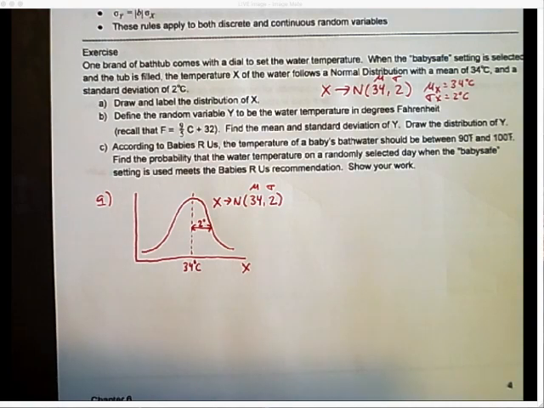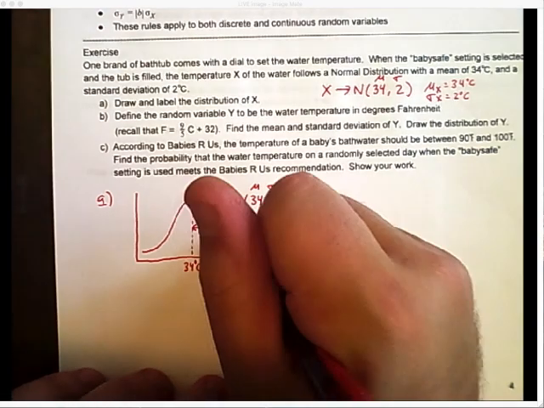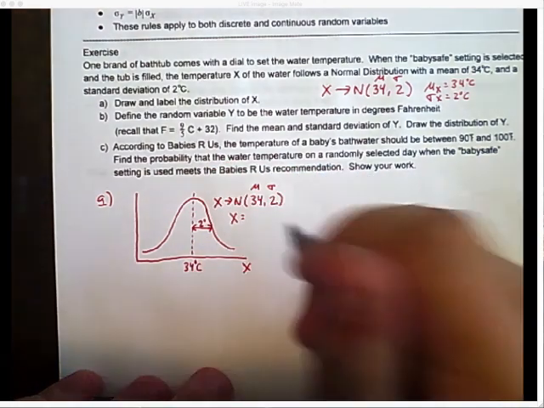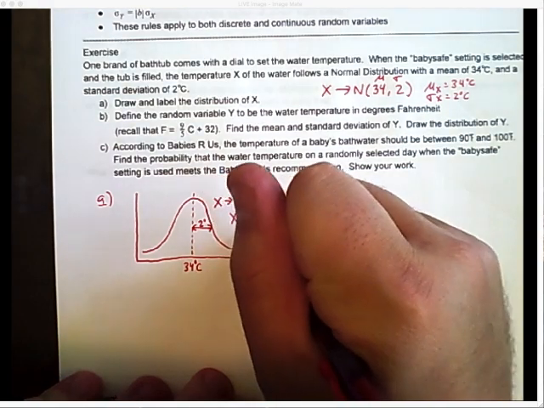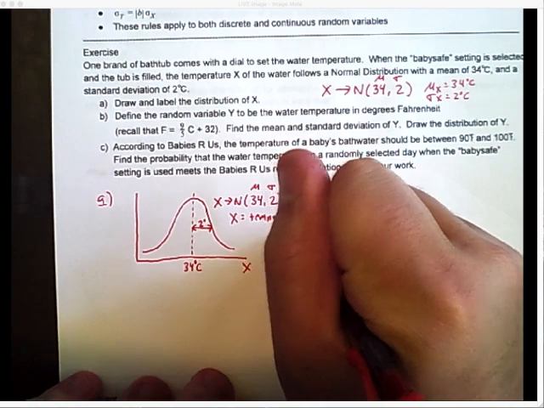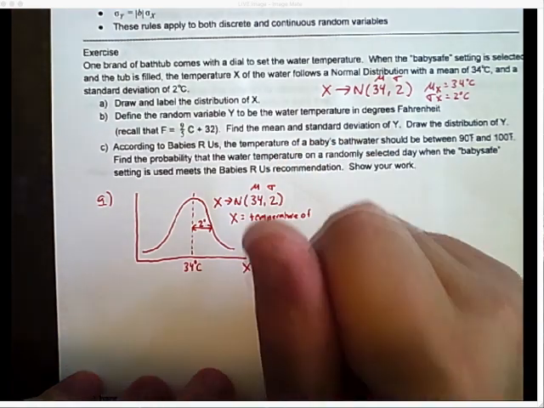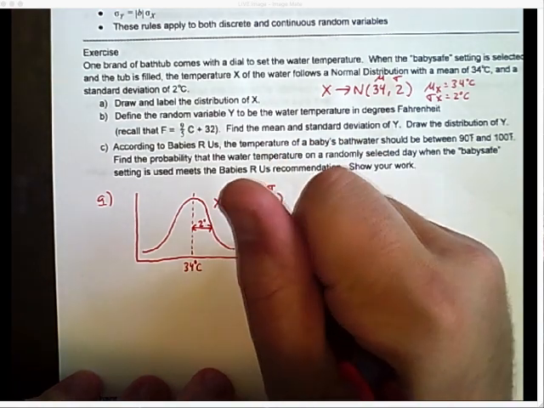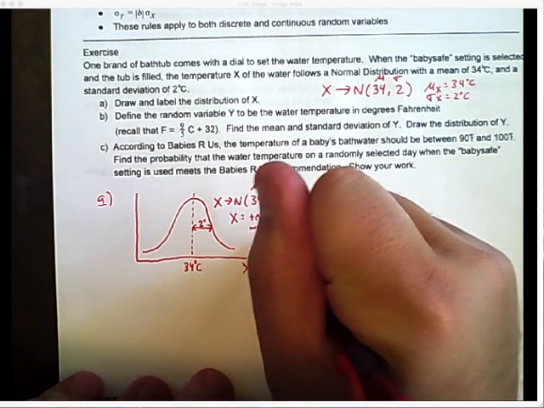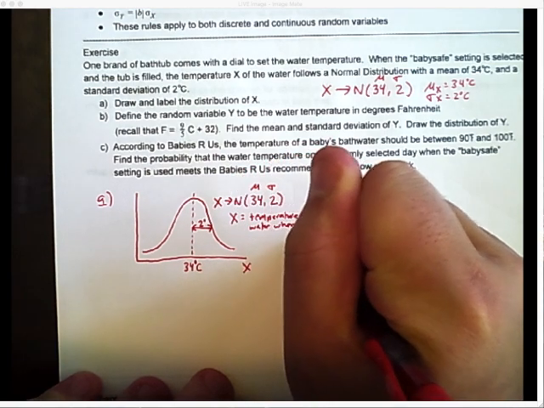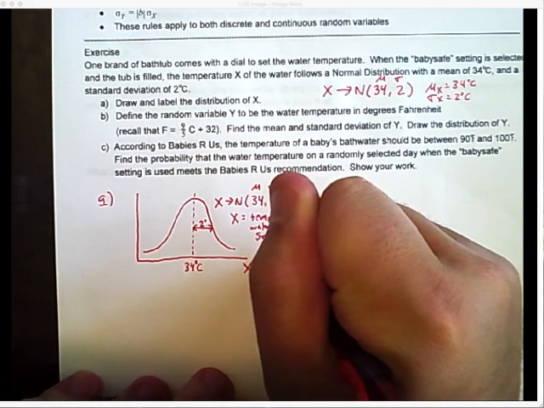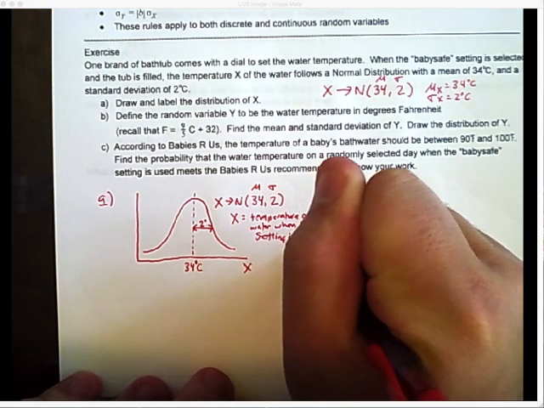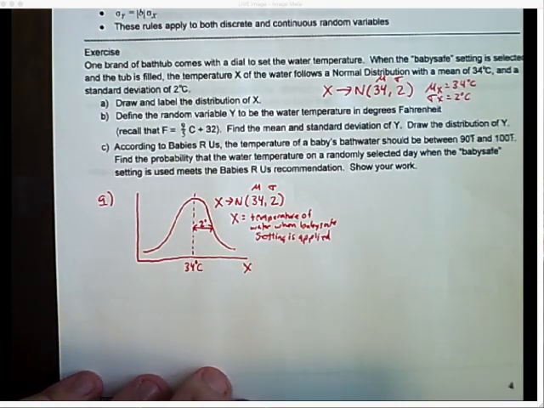So I've drawn and labeled the distribution of x, where x equals the temperature of water when the baby safe setting is applied. All right, so that's part A.